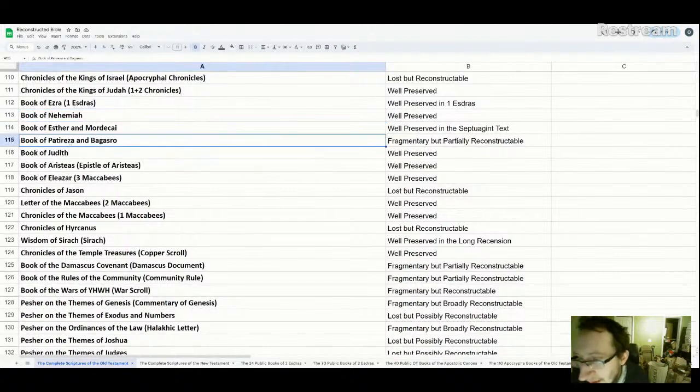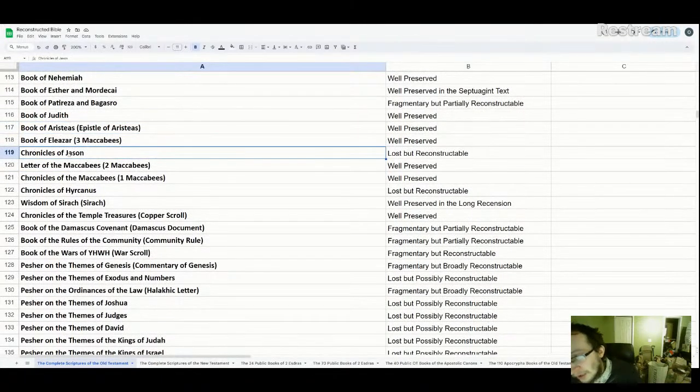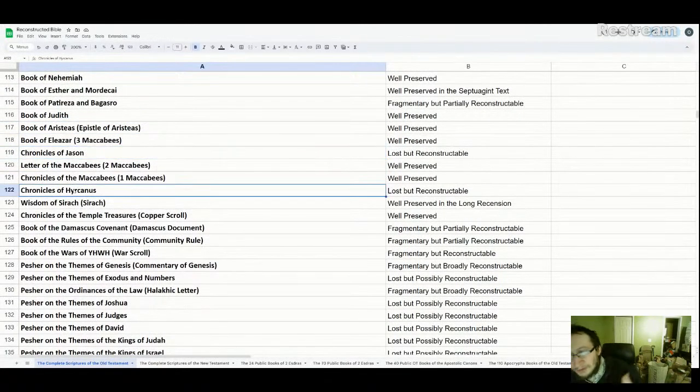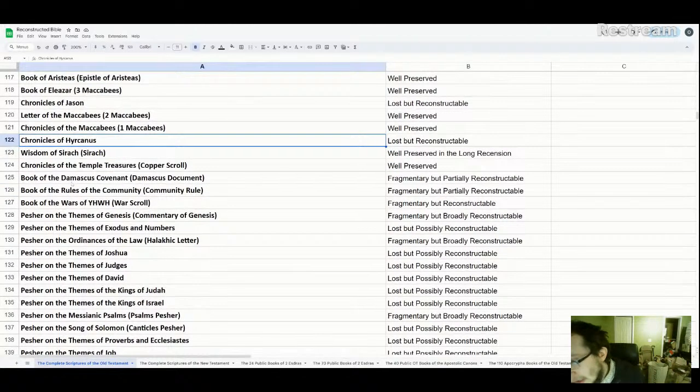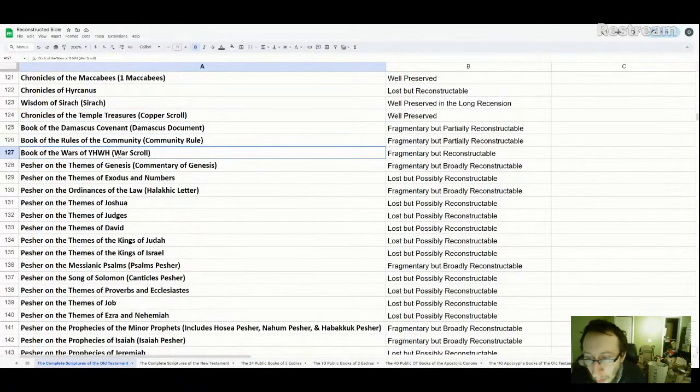Book of Patariza and Begazro, found in the Dead Sea Scrolls. Book of Judith, Epistle of Aristeas. Then we have the 3 Maccabees books. The Lost Book of the Chronicles of Jason. Lost Book of Chronicles of Hyrcanus, John Hyrcanus. Got Sirach. Then we have the Dead Sea Scrolls ones, so Copper Scroll, Damascus Document, Community Rule, War Scroll.